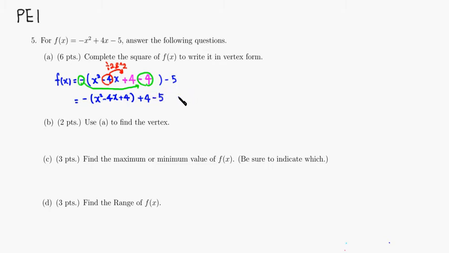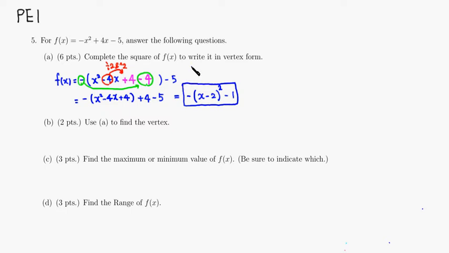So therefore, what we get is negative quantity x minus 2, squared. This number just comes from 1/2 of negative 4, so it's a negative 2 squared. You can double check, but this is going to give you those three terms. Then 4 minus 5 would be negative 1. So this is the same quadratic function in vertex form.